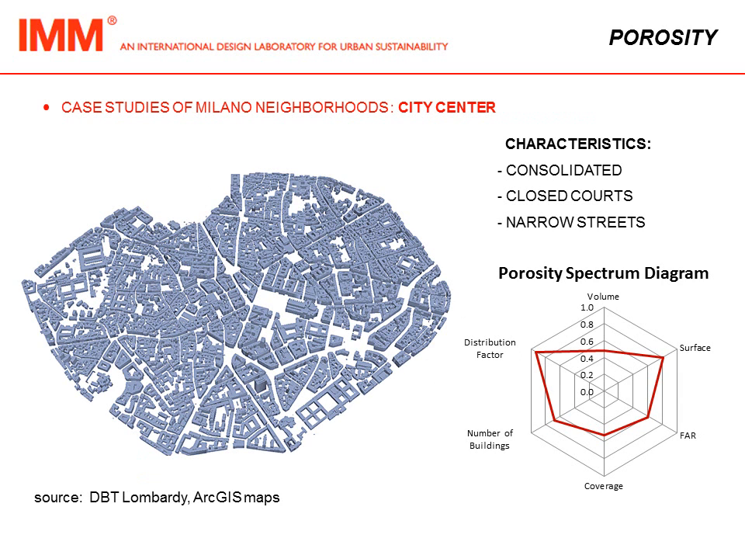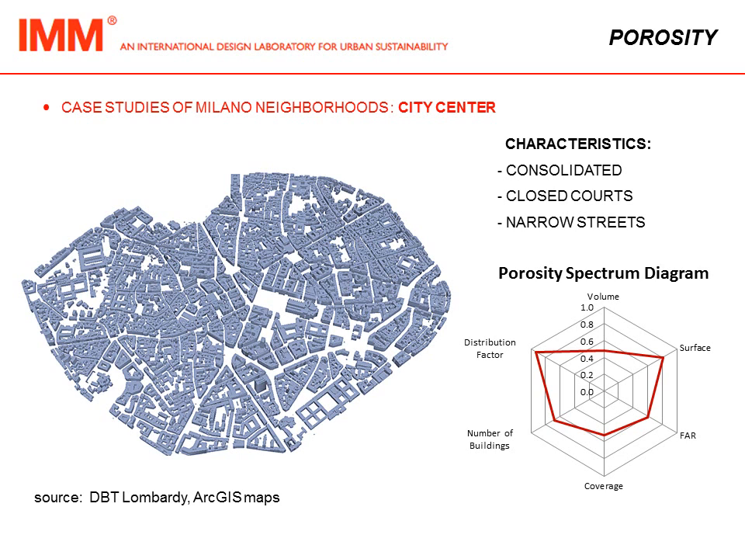The first one is the historical city center of the city of Milan. It is a consolidated part characterized by many closed courts, often of small dimension, and narrow streets. This part of the city was the one previously included in the perimeter of defensive historical walls.